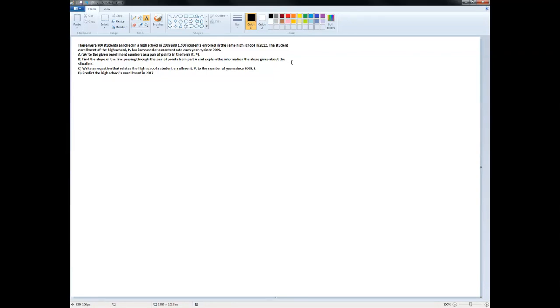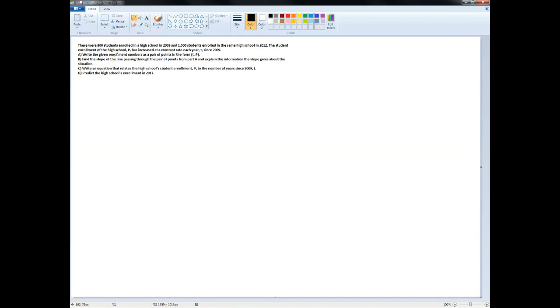Okay, students, this is Slope-Intercept Form, Part 5. The question reads: there were 900 students enrolled in the high school in 2009 and 1,500 enrolled in the same school in 2012. The student enrollment in the high school is P and has increased at a constant rate each year since 2009. Since it is a constant rate, that means we're talking about a linear equation.